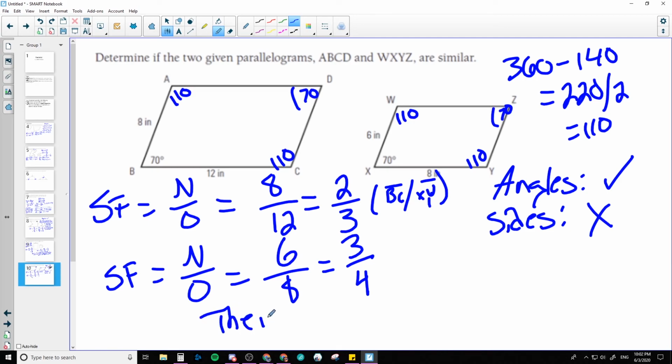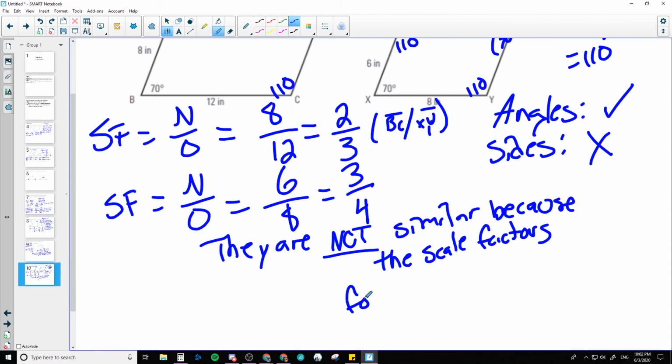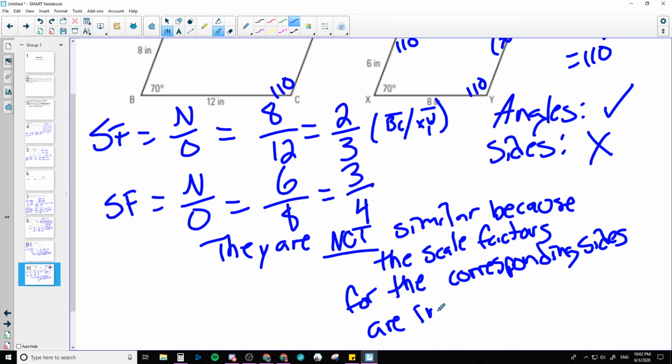Okay, they are not similar because the scale factors for the corresponding sides are inconsistent. You could also say they're just not the same. That's a simpler way of writing it.